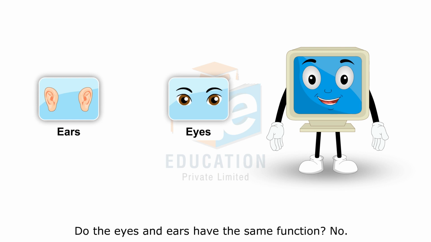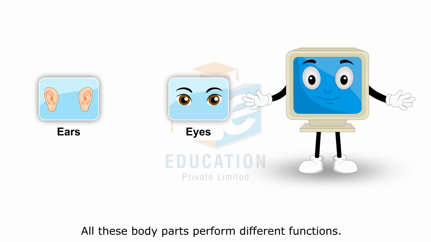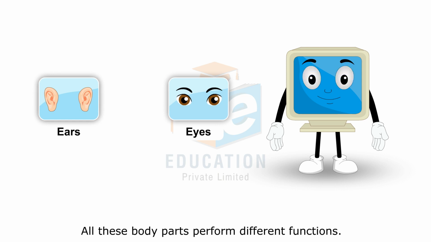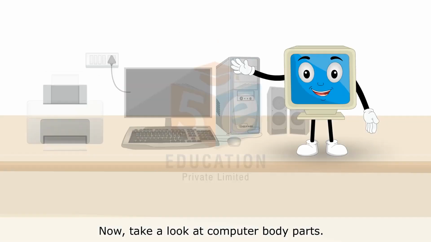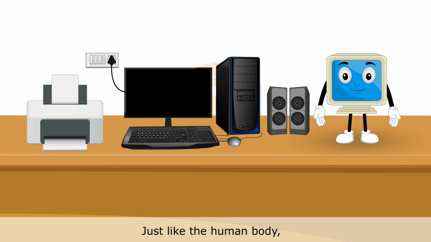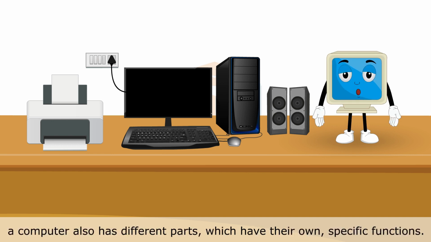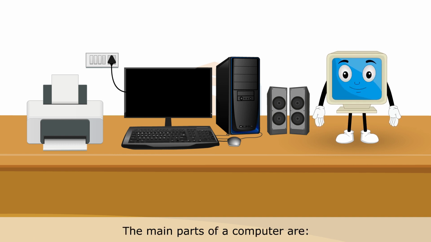Do the eyes and ears have the same function? No, all these body parts perform different functions. Now take a look at computer body parts. Just like the human body, a computer also has different parts which have their own specific functions.